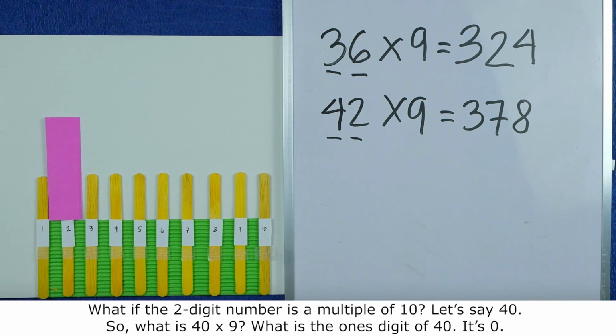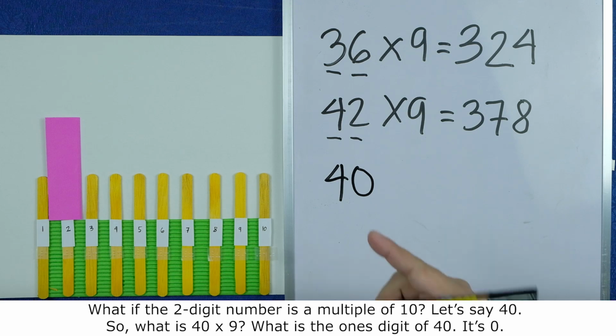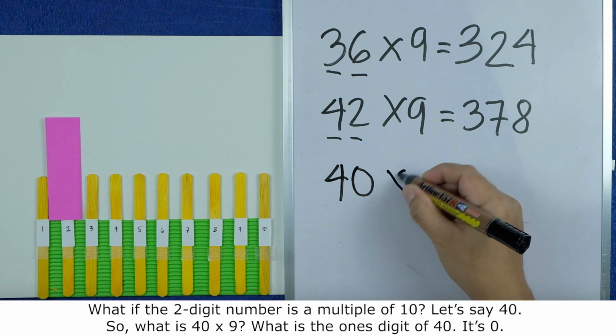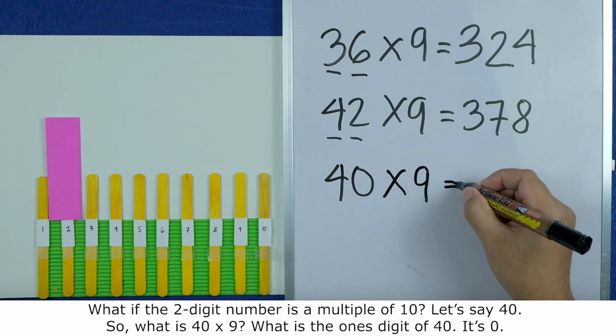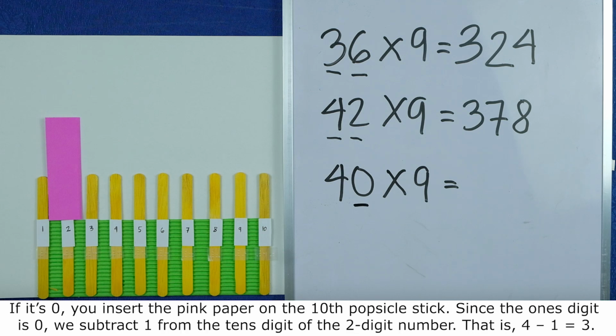Now what if the two-digit number is a multiple of 10? Let's say 40. So let's multiply 40 by 9. So what is the product of 40 and 9? What's the ones digit of 40? It's 0, right? If it's 0, you insert the pink paper on the 10th popsicle stick.